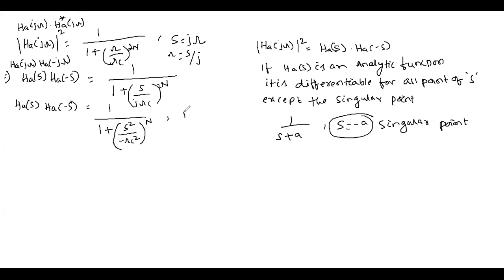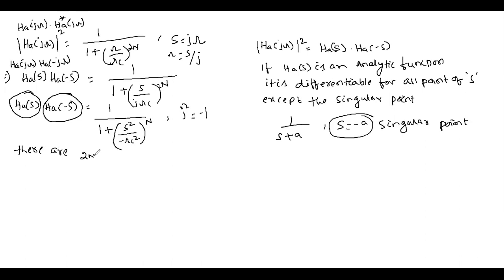Okay, because j square equals minus 1. Now see how many poles there are. Obviously, the order is 2n, so there are 2n poles. Out of these 2n poles, n poles belong to H of s and n poles belong to H of minus s.